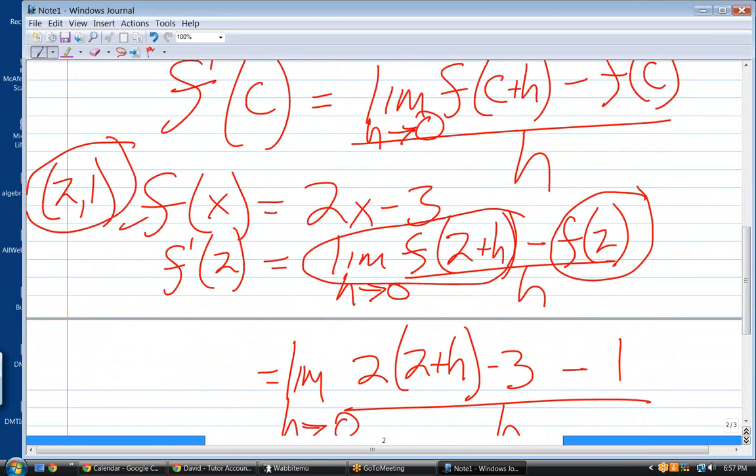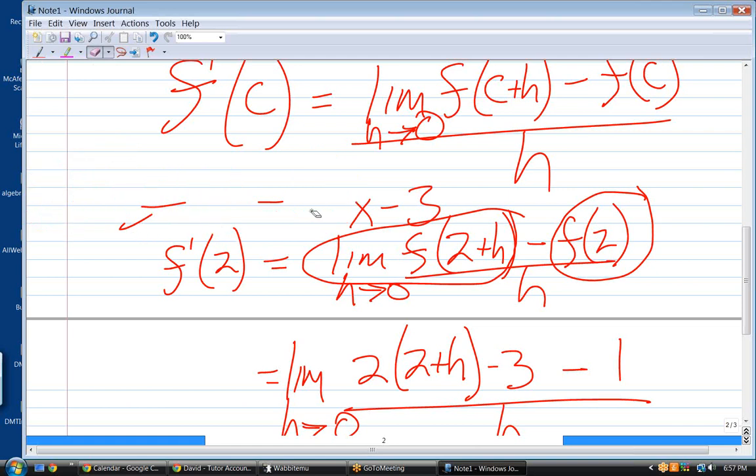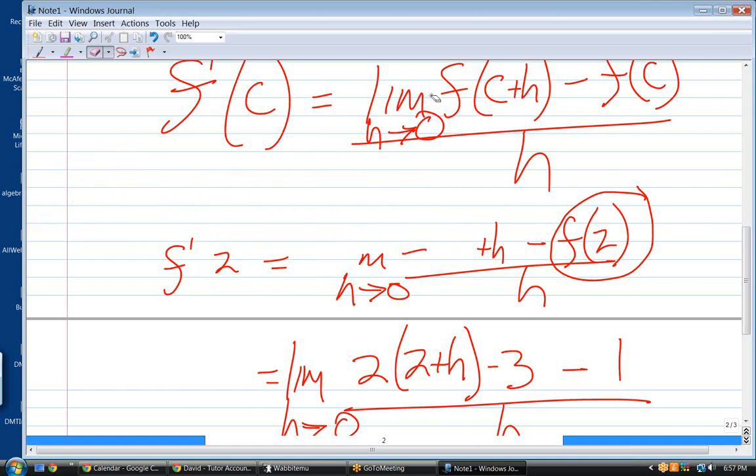Well, that's pretty easy to see. That's a linear function. It's a straight line. That's its slope. We didn't need to go through all this calculus to figure out that the slope at that point was 2. The slope at any point anywhere on this line is 2. But that's an example of how to figure out the first derivative at a specific point instead of generally. Don't use this one much at all.